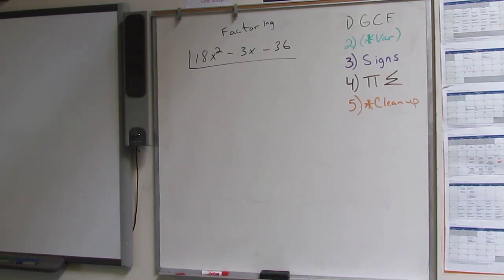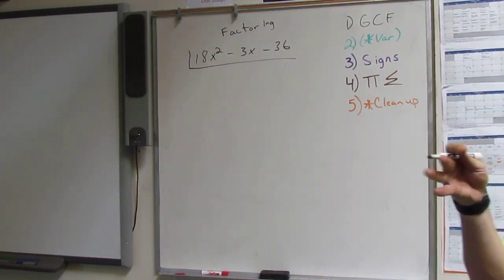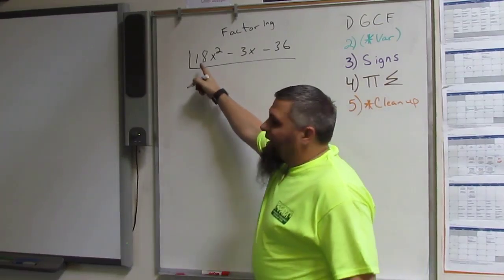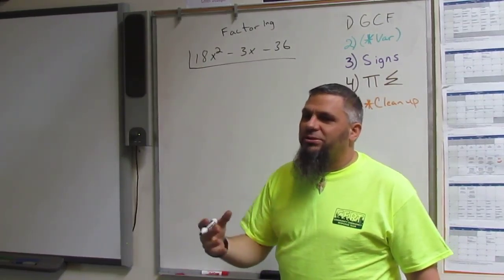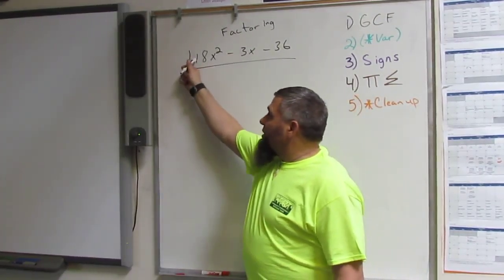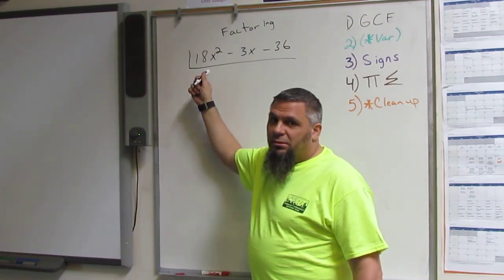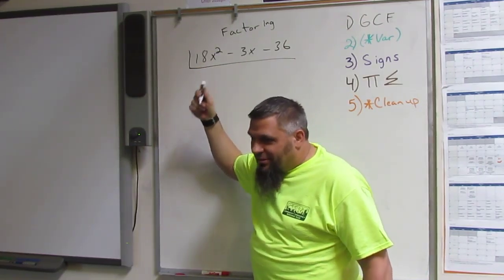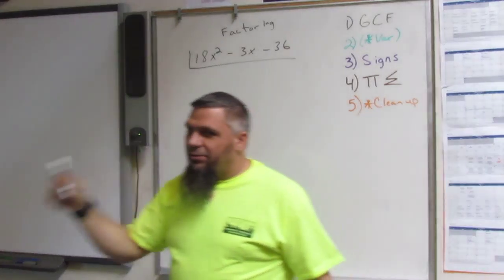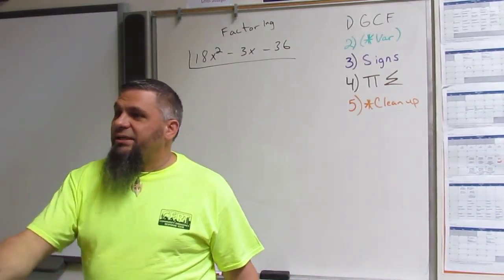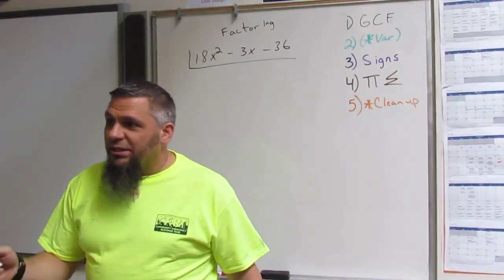What number goes into 3? 1 and 3, right? Good. Now, does 3 go into 18? What's the trick for 3s? You guys remember? What's 1 plus 8? Come on, guys. 1 plus 8? 9. Is 9 divisible by 3? Then 18 is divisible by 3. That's the trick for 3.